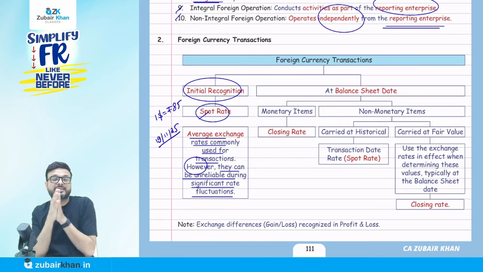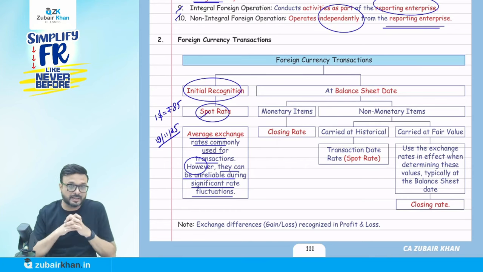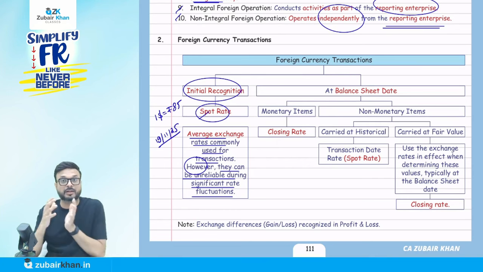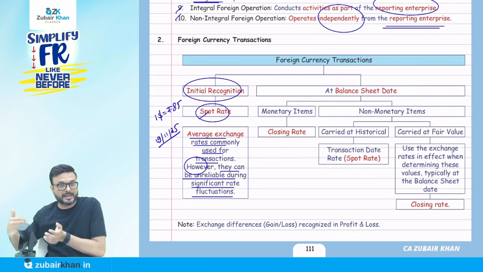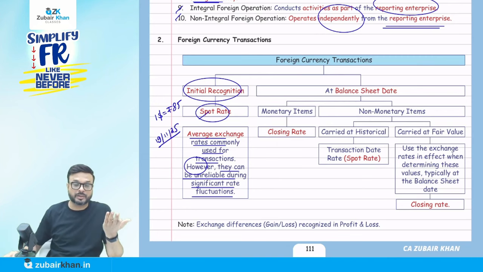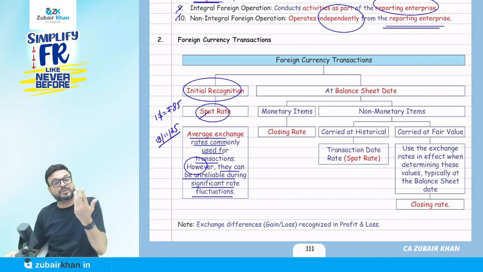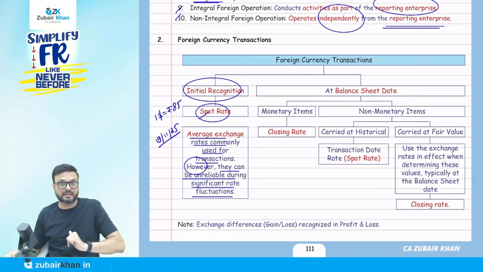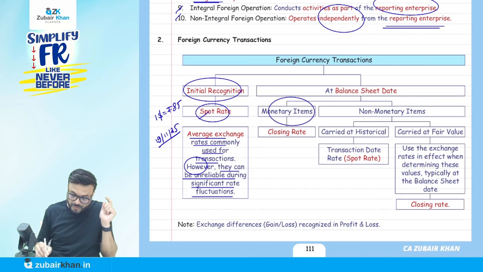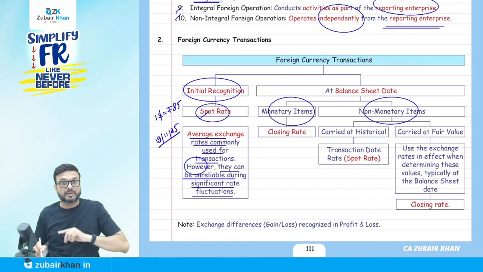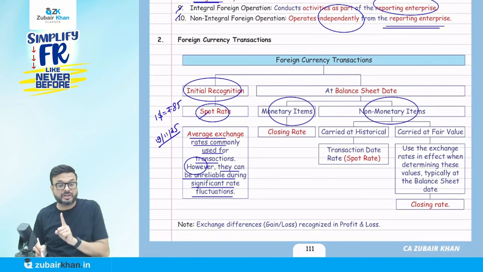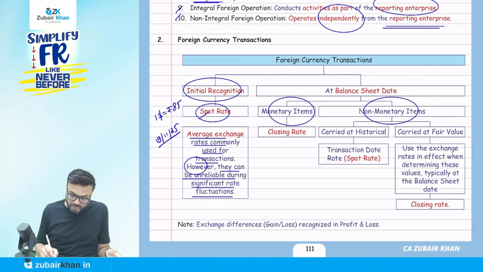Initially we recognize at the spot rate. Now we come to the balance sheet date. We have not yet paid the amount. We passed the entry purchase account debit to creditor account, and we have not yet paid them. Now on the balance sheet date, I have to see whether the foreign currency item is a monetary item or a non-monetary item. Remember, I'm talking about the balance sheet item. For monetary items, we have to use the closing rate.